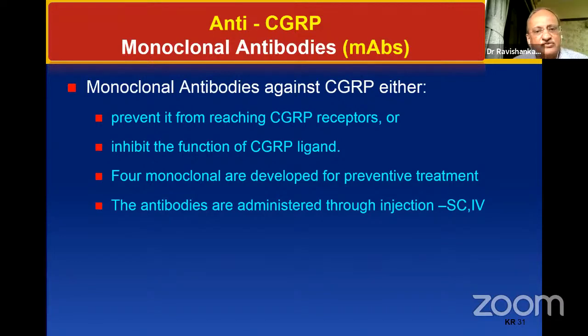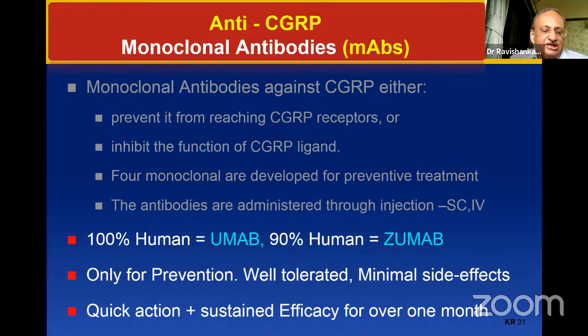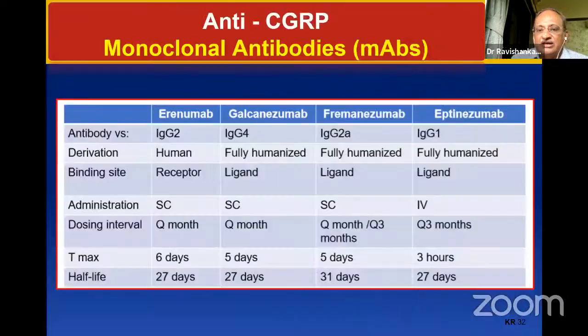and they reduce the levels of CGRP, and 4 of them are developed for preventive treatment. They are administered subcutaneously, 3 of them, and intravenously 1, and they all have the suffix UMAB and ZUMAB, and they have minimal side effects. They act quickly, they don't need a build-up, and there is a sustained efficacy for over 1 month. The half-life is about 27, 28 days. So you can give it once a month and still have the efficacy. And there are 4 of them now.